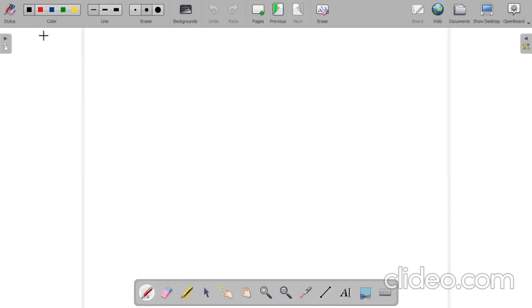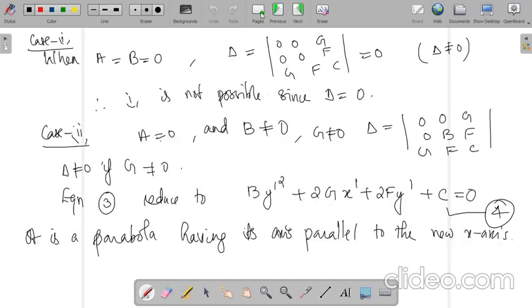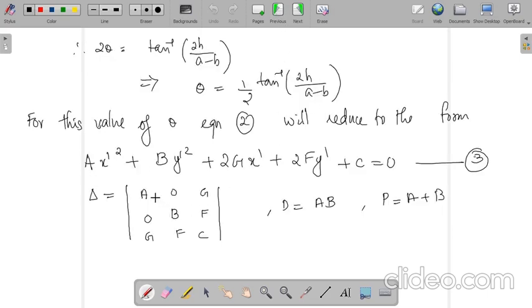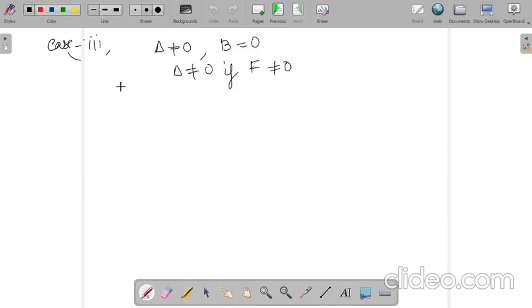Now case 3 also comes similarly. So in case 3 we have delta not equal to 0 and b equal to 0. Okay. And delta will be not equal to 0 if f has to be not equal to 0. Otherwise we can look at the matrix of d. Okay, when we take case 2, b will be equal to 0. So when b equal to 0 and f also becomes 0, the entire row will be 0. So the whole determinant will be 0, but delta cannot be 0. So f is not equal to 0 in this case. Okay. Then the equation reduces to the form.